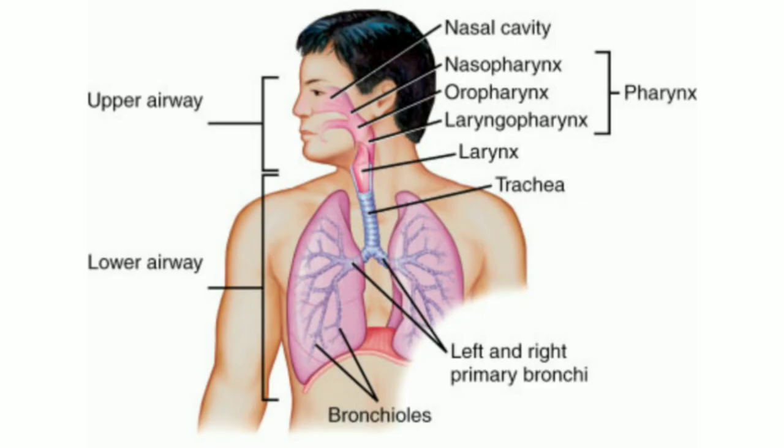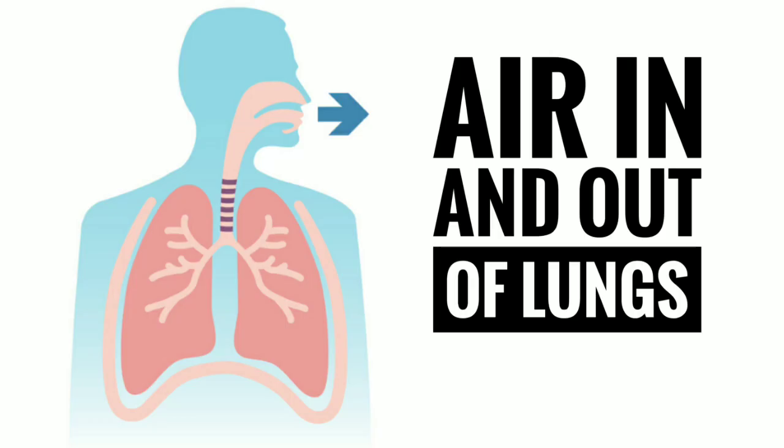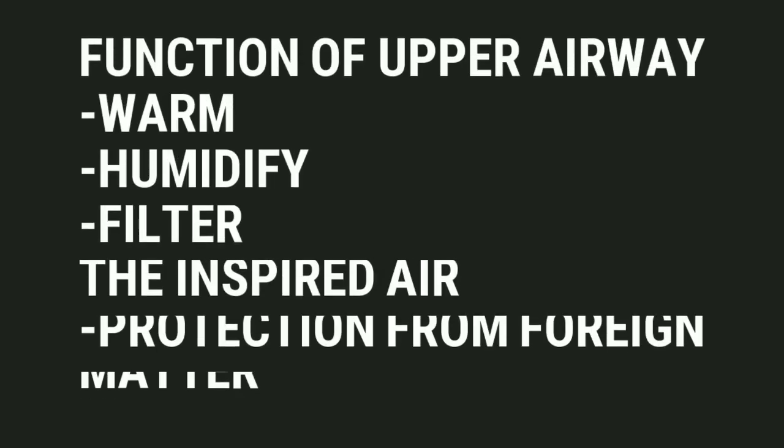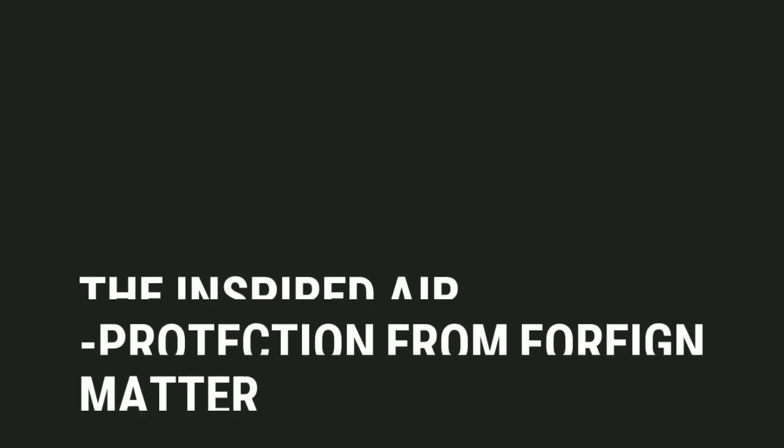Conducting airways is divided into upper airway and lower airway. Upper airway consists of nose, mouth, pharynx and larynx. This upper airway allows the air in and out of the lungs. The main function of the upper airway is to warm, humidify and filter the inspired air and protect the lower airway from the foreign matter.